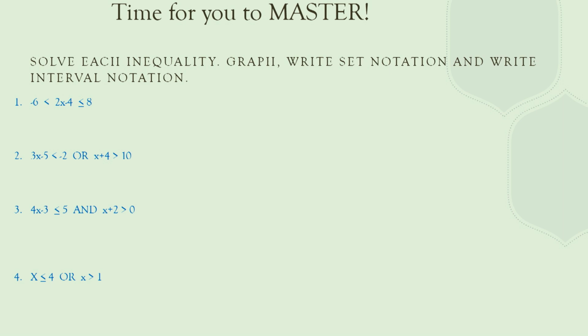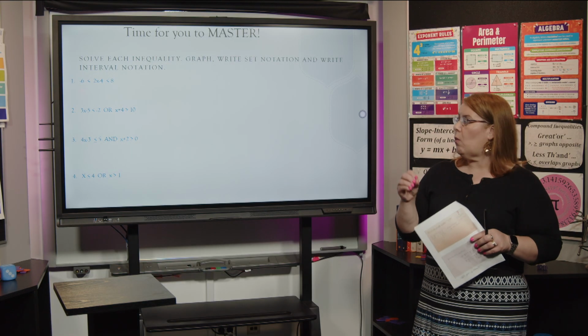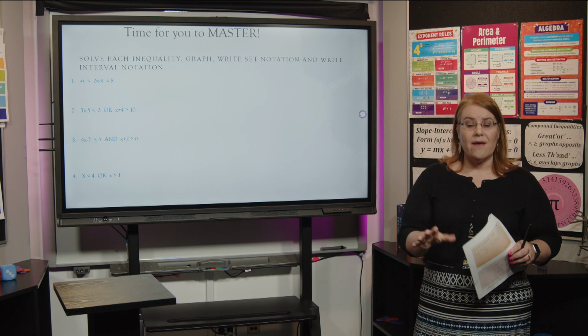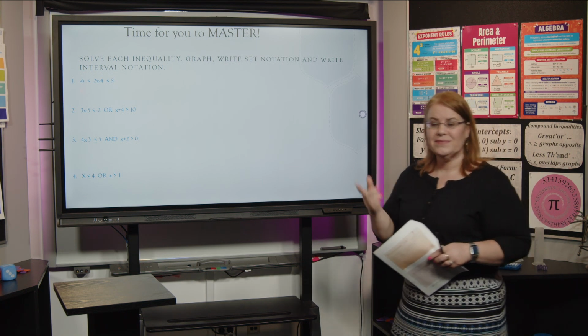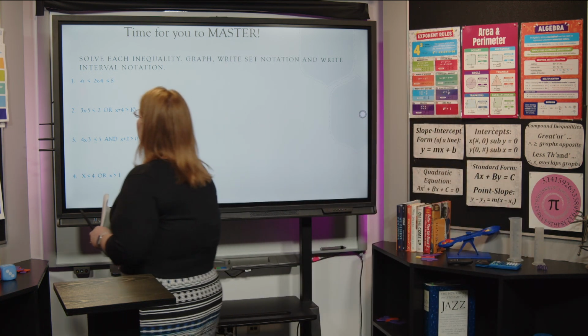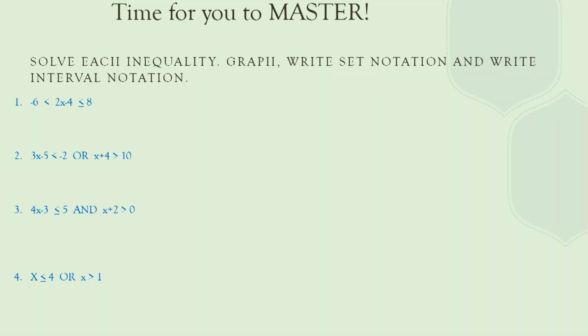Okay, I'm going to work 1 through 4. I want you to compare what you have to what I get, and let's see what we get. Here we go. So the first one says negative 6 is less than 2x minus 4, which is less than or equal to negative 8. So I've got to get my variables by themselves.